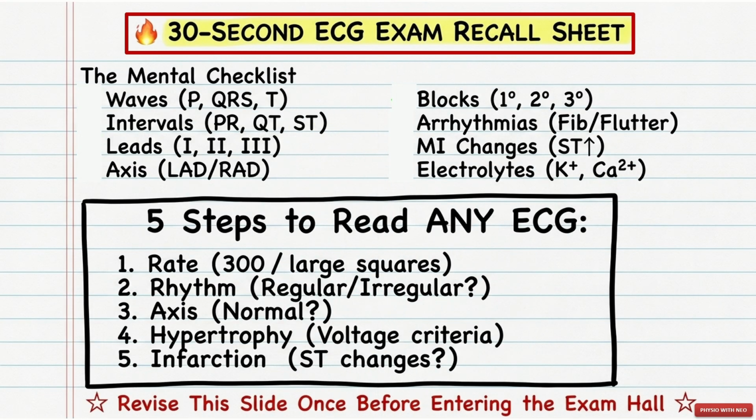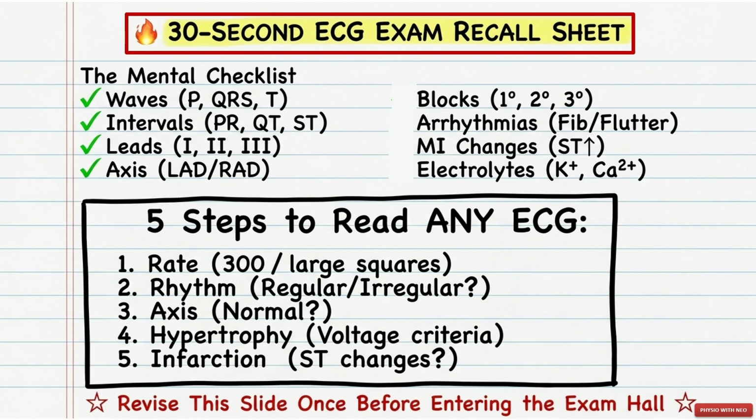Let's revise the entire chapter one last time. We have seen ECG in the form of waves. P wave atrial depolarization, QRS ventricular depolarization, and T wave ventricular repolarization. We have seen intervals PR, QT, and ST segment. We have also seen the leads, lead 1, 2, 3. Single heart, 3 different cameras. Axis deviation, left axis deviation and right axis deviation in left and right ventricular hypertrophy.